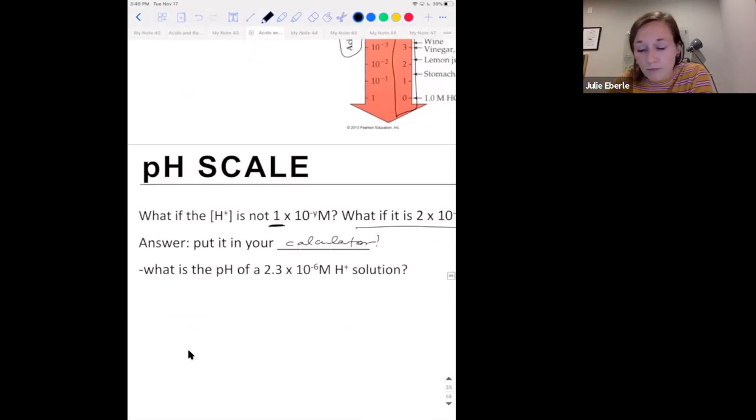So for example, what is the pH of 2.3 times 10 to the minus 6? If that's our concentration of H plus, we'll just do the negative log of 2.3 times 10 to the minus 6. What do you guys get?